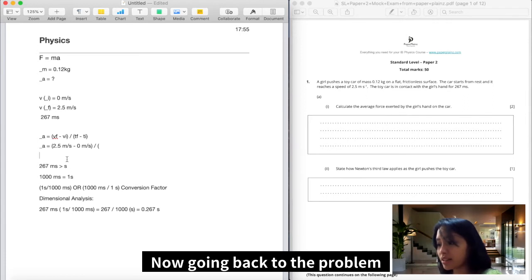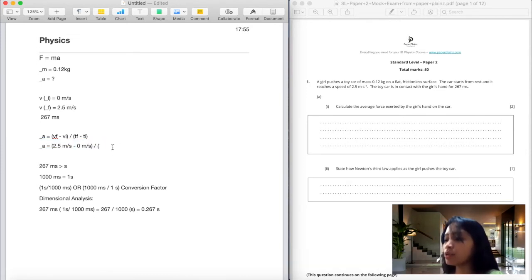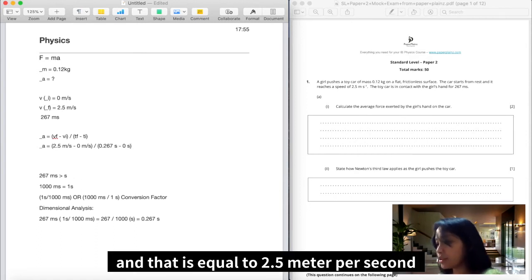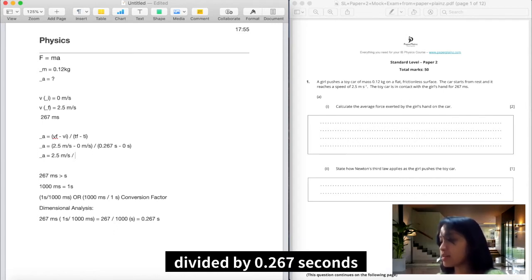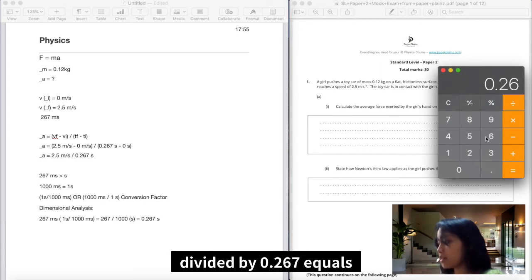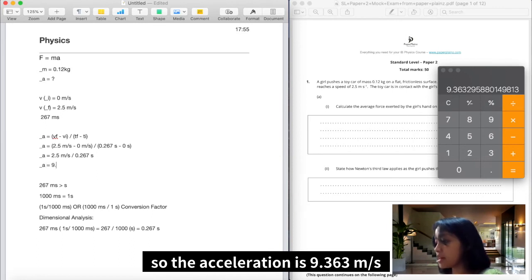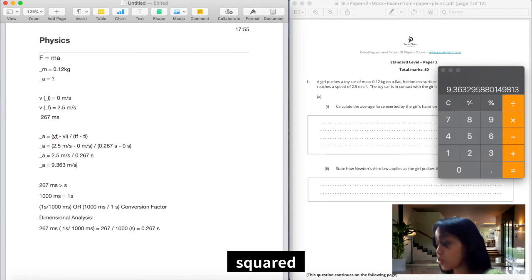Now going back to the acceleration problem here, acceleration is now equal to v final minus v initial over t final minus t initial. So for acceleration, we have 2.5 meters per second minus 0 meters per second over 0.267 seconds minus 0 seconds. And that is equal to 2.5 meters per second divided by 0.267 seconds, or that is just 2.5 divided by 0.267. So the acceleration is 9.363 meters per second squared.